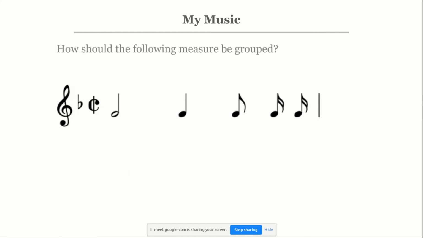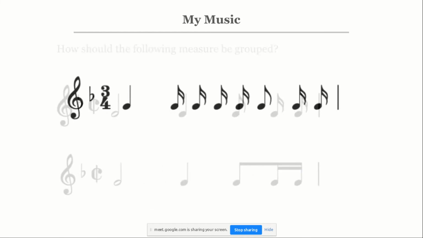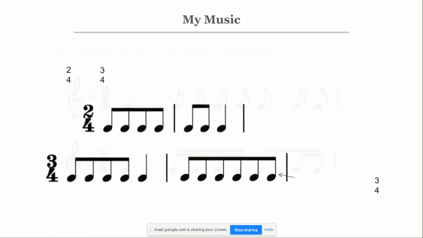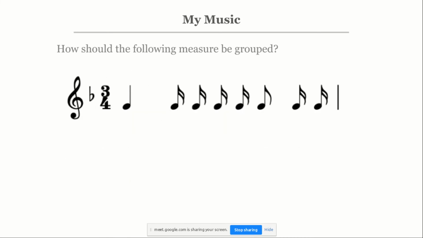Okay, so let's look at these. Was it this one? No, this one, she solved it. Yeah, it is that one actually. So how will you group these 3/4? I think we did something like this earlier, but you can still try it. How can you group this into 3/4?